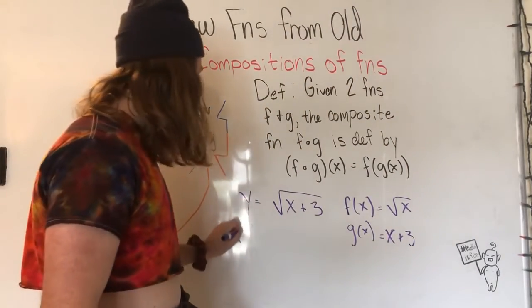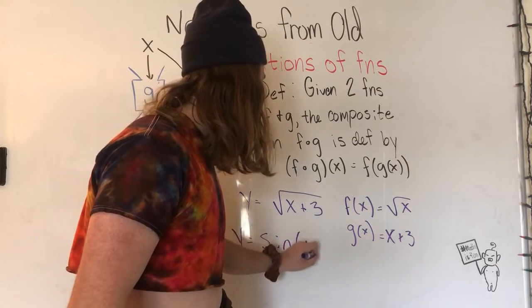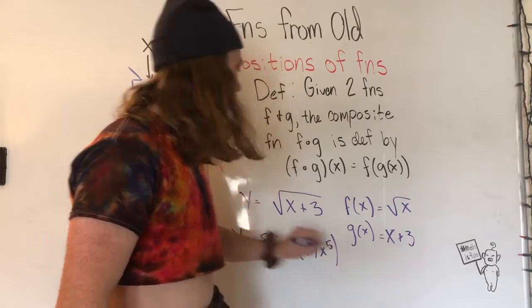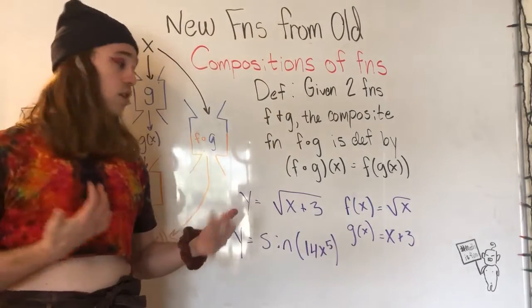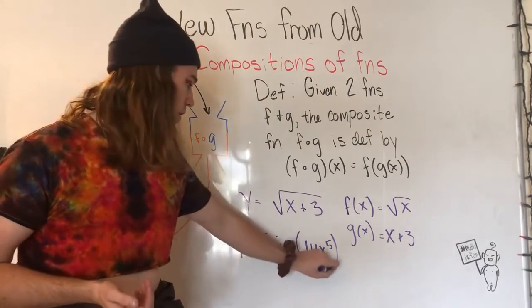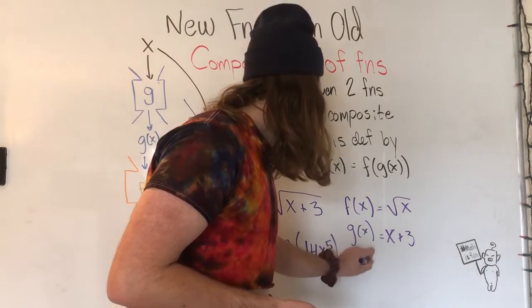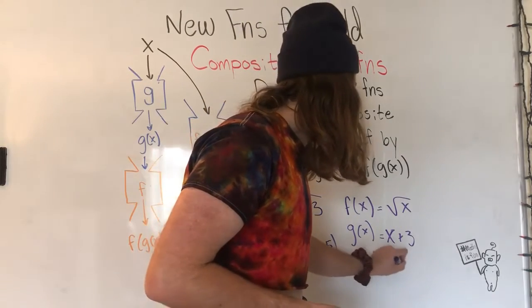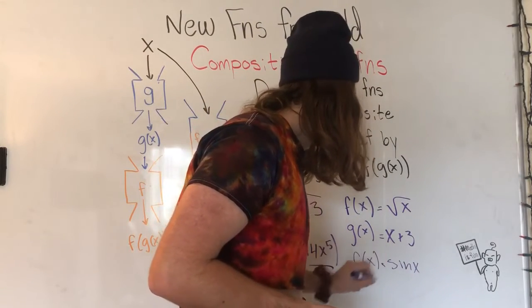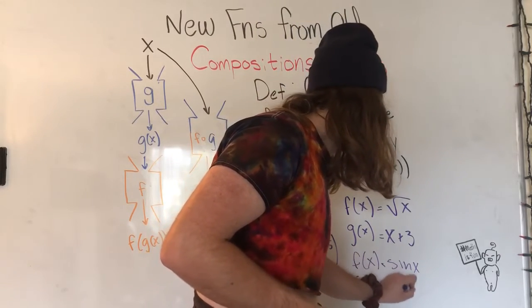So then let's do another one. Let's say y equals sine of 14x to the 5th. Well, what is our inside function and what is our outside function? Inside function is going to be our g of x. Outside function, our f of x. So f of x will be sine of x, and then g of x will be 14x to the 5th.